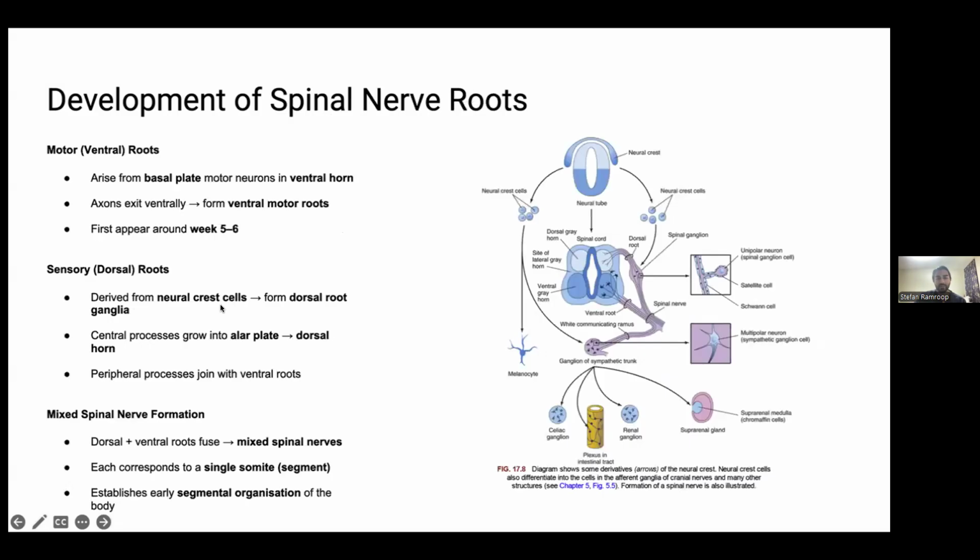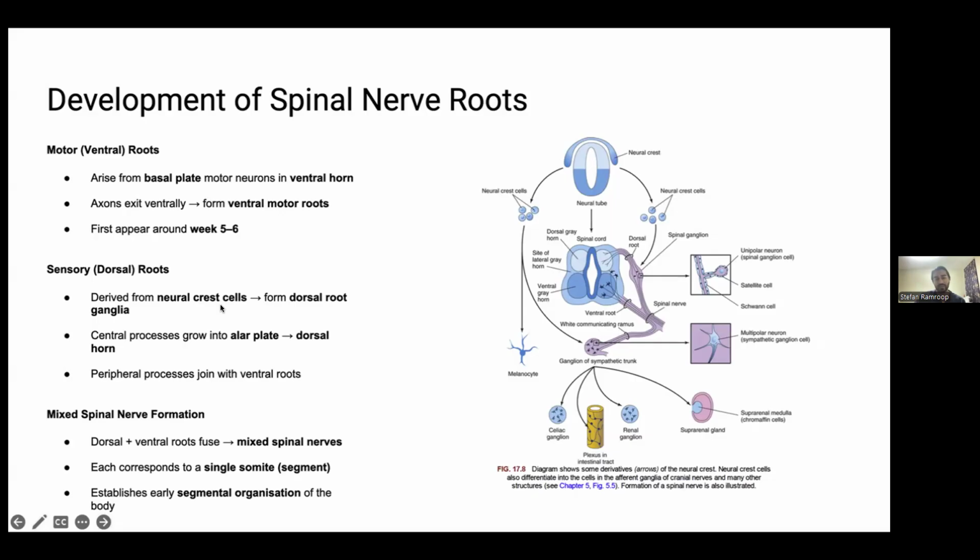With the spinal cord's internal architecture established, the next step would be the outgrowth of its connections, the spinal nerve roots. So your motor fibers will develop first, and these axons arise from motor neurons in the basal plates of the ventral horn, extending outward through the ventral aspect of the cord to form ventral motor roots.